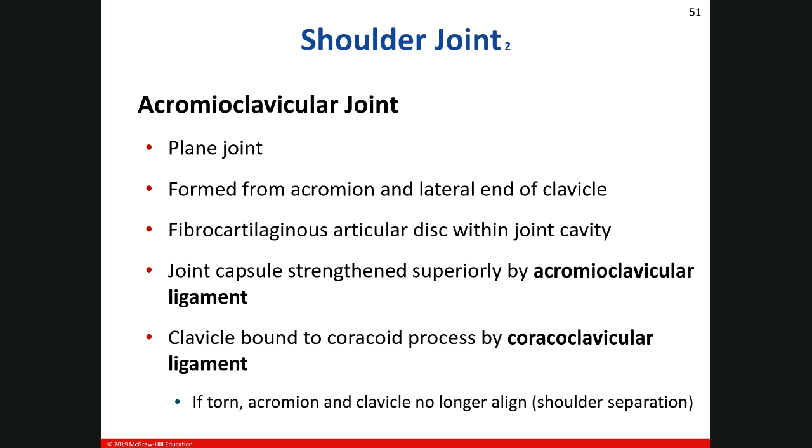The next joint that's part of the shoulder is the acromioclavicular joint. This is a basic joint. You have two bones that come together to form a plane joint, and again we're dealing with another articular disc in that joint cavity, and two ligaments that are involved.